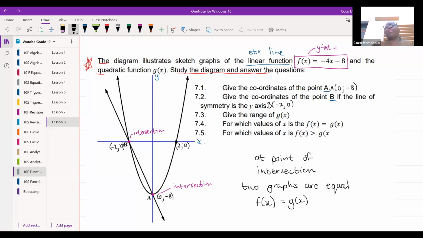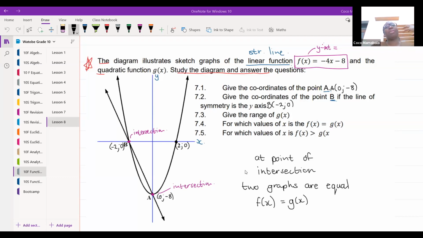Now it says, give the range of g of x. What is the range again? What are we describing when we talk about the range, guys? Oh, no. Good. Ooh, Ursula even gave us the correct answer. Not the highest point. In this case, yes, it would be the lowest point. Good. But what is the range normally? The range is our y values. It's our y values. Good.